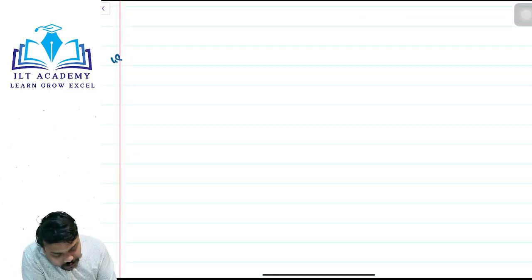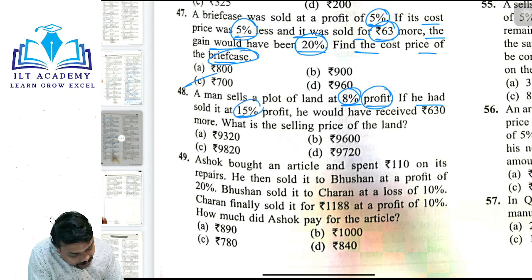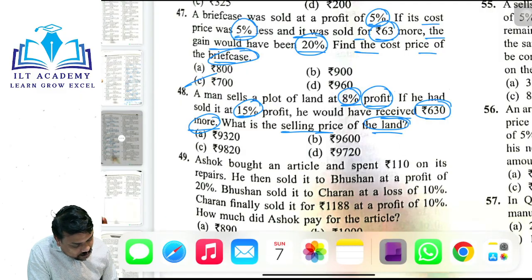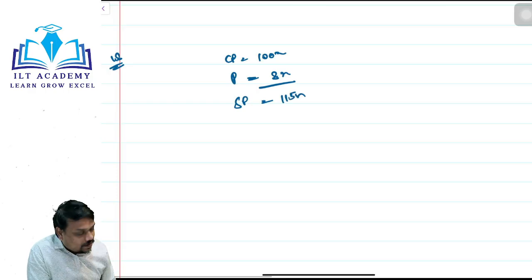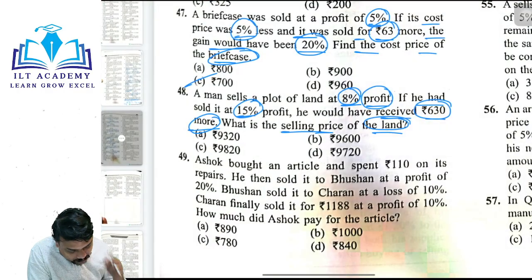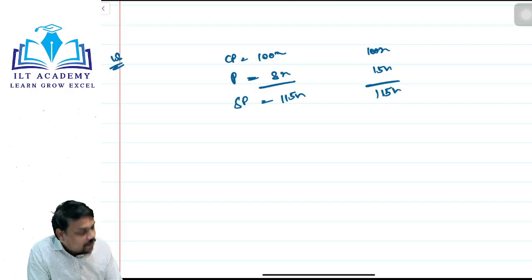Next, 48th one. What is the question? A man sells his plot at 8% profit. If he had sold it at 15% profit, he would have received 630 rupees more. So what is the selling price of the land? Very simple. अब देखो. So cost price again, I am taking what? 100x. He made a profit of how much? 8%. Means what? 8x. Then selling price would be what? 108x. Now what is given in the question? If he had sold it at 15% profit, same to same, 100x, 15x. This is what? 115x.